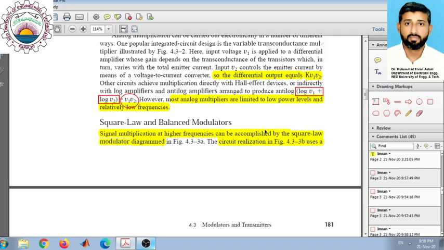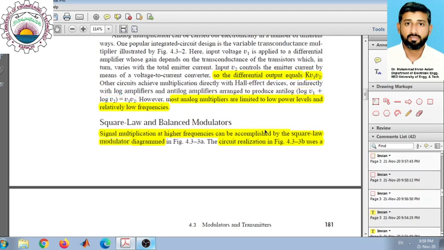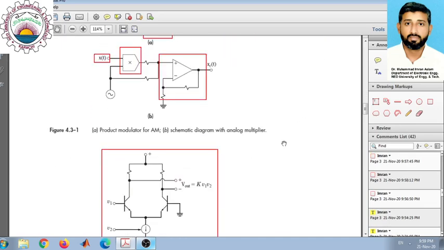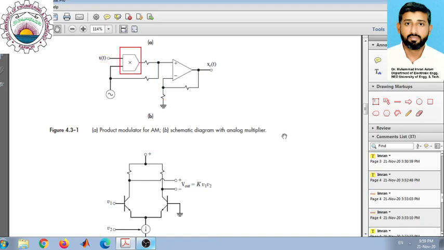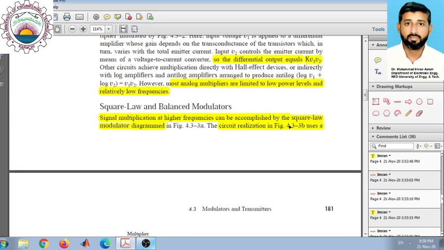So first we take the log of both the signals, that is the message signal and the carrier wave, and then we add them together, and then we get the anti-log of that. So eventually you would get the product of both signals at the output side. Okay, so this is the overall illustration of how we can generate an AM signal by using physical hardware.